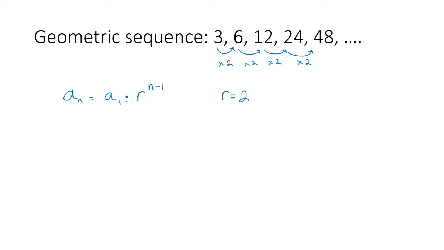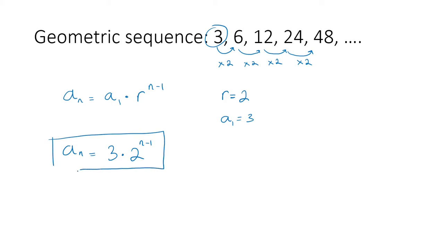And our first term in our sequence is 3, so we have a sub 1 must be equal to 3. I can plug that into the formula now. So a sub n equals 3 times 2 raised to the n minus 1. Now I could use this formula to calculate any term that I want.